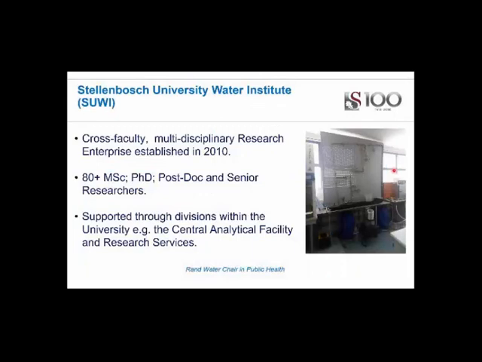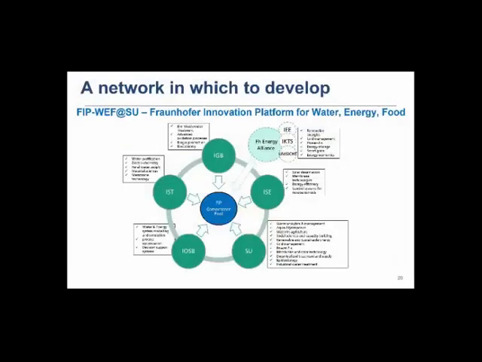Looking a little bit broader, Stellenbosch University houses the Water Institute. This is a very prestigious institute, mainly focused on water health with many international connections. One of the biggest opportunities in this project is offered by the Fraunhofer Innovation Platform, which kicked off in July this year. This platform provides the Rand Water Research Chair and the new postgraduate student with the opportunity to collaborate with the Fraunhofer Institute in Germany.